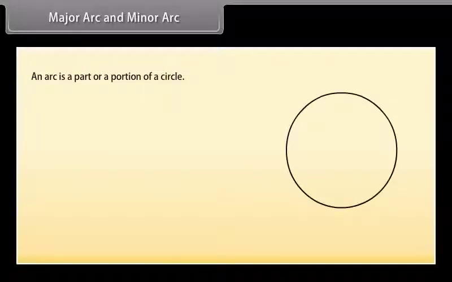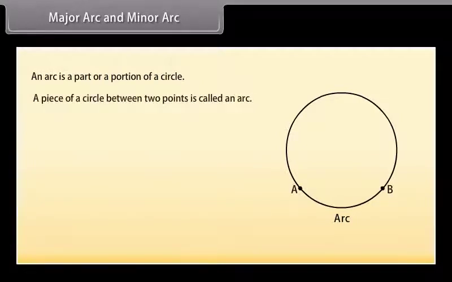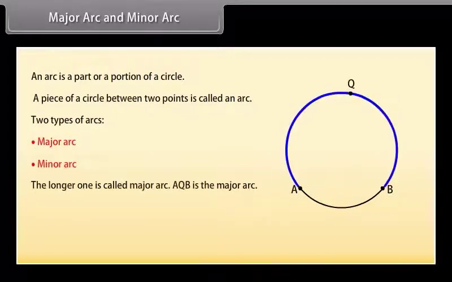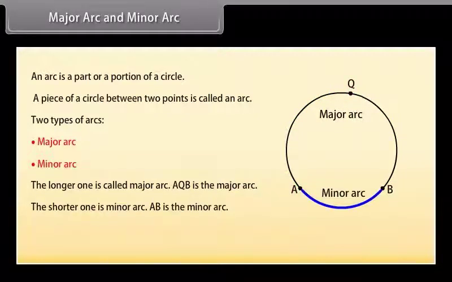Major arc and minor arc. Look at this figure. This is an arc. An arc is a part or a portion of a circle. Or we can say that a piece of a circle between two points is called an arc. There are two types of arcs: the major arc and the minor arc. The longer one is called major arc. Here AQB is the major arc. And the shorter one is the minor arc. AB is the minor arc. The arc is denoted by this sign.